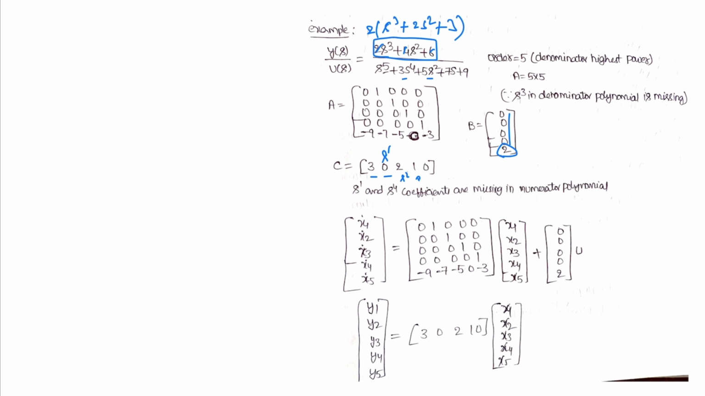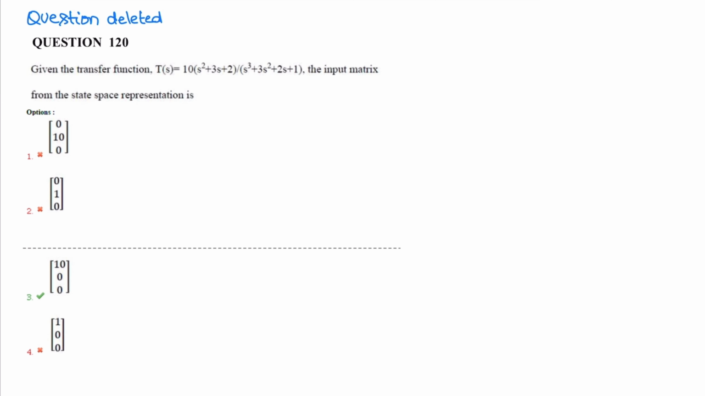And how to find the order of the matrix: the highest power in the denominator gives the order of the matrix. In the given question, the highest power in the denominator is s cube, so the system matrix is 3 by 3. So none of the options are correct, and the correct answer is 0, 0, 10, the input matrix B. Hence this question has no correct options, and the question is deleted.